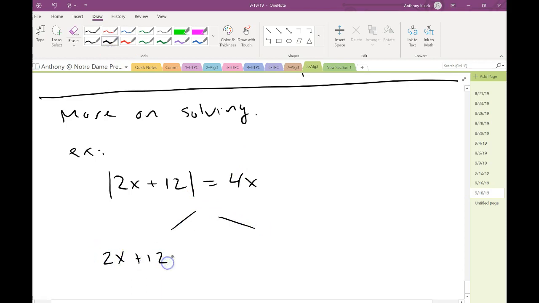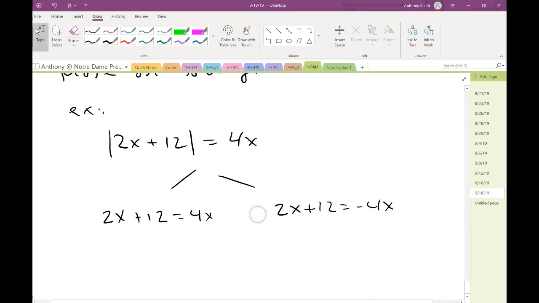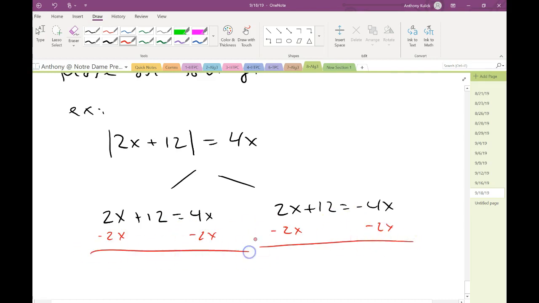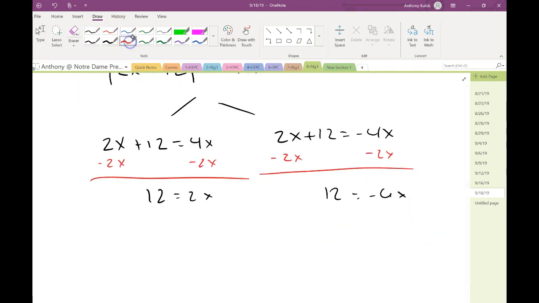So, just like the usual, I'll break this into two equations, making sure to negate the right-hand side of the second equation. To solve for x, I'm going to subtract 2x from both sides. So I have 12 is equal to 2x, and 12 is equal to negative 6x. Divide both sides by 2 and divide both sides by negative 6, and I get x equals 6 and x equals negative 2.